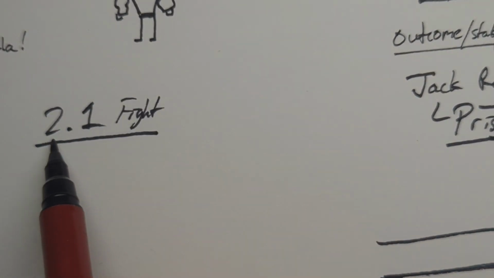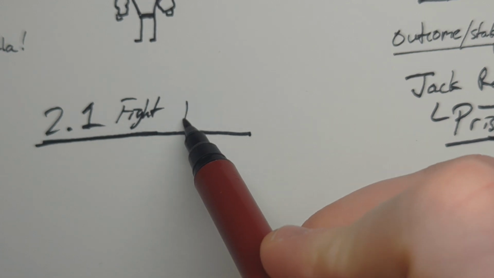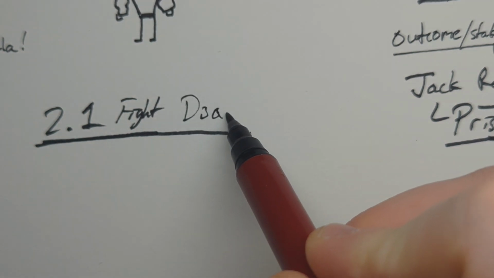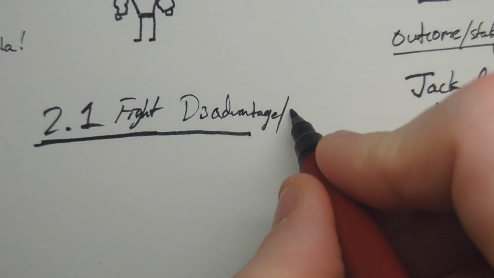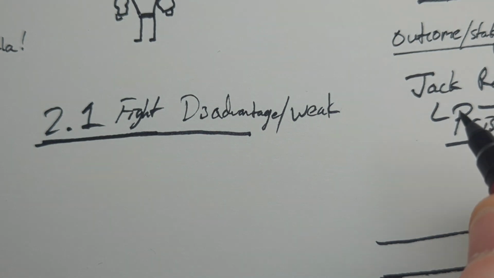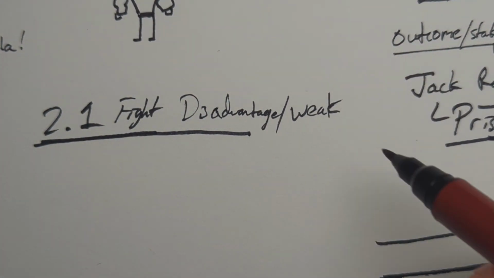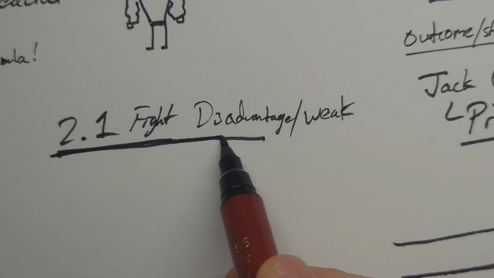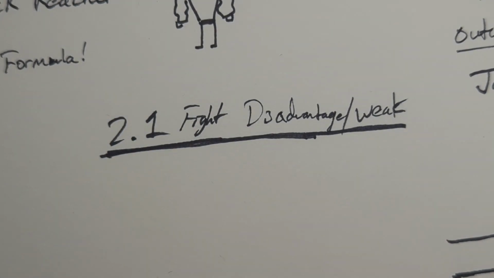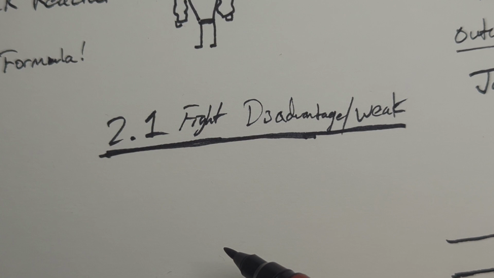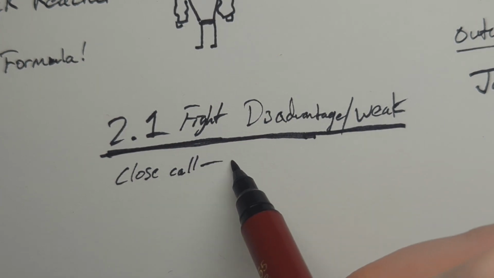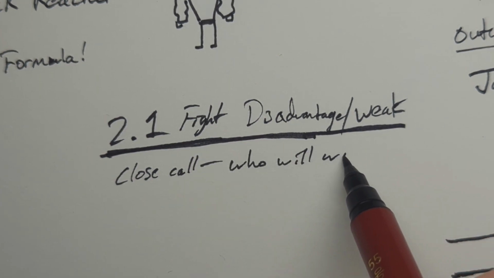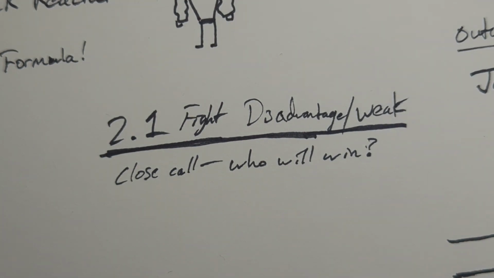So before the fight, usually what we're doing is our hero starts off at a disadvantage. They're either weak or at a disadvantage. If we're talking Jack Reacher, usually it's at a disadvantage. So what this does is it does a few things. One, it makes it a close call, basically. You don't know who's going to win. Who will win? You don't immediately know.